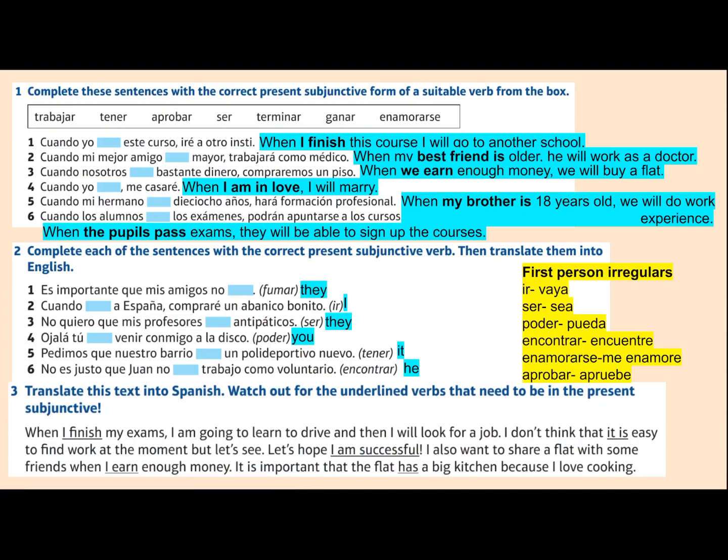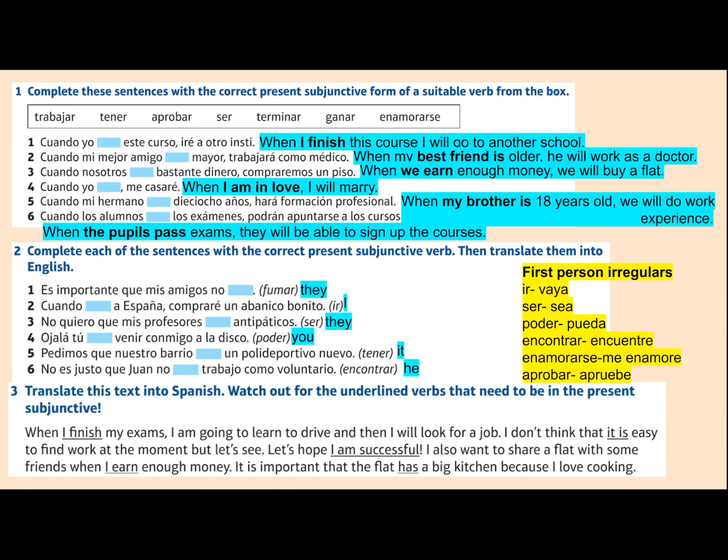There's also as well some harder ones in section 2. So complete each of these sentences with the correct present subjunctive. The first one is fumar. You want the they form of fumar. Fumar means to smoke. And I've also put in some help for you. I've put the first person irregulars of the subjunctive tenses because they are quite hard.